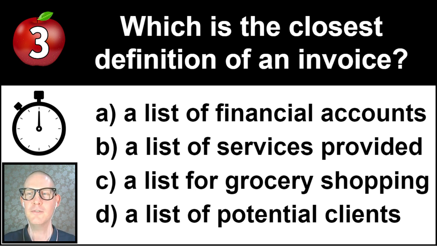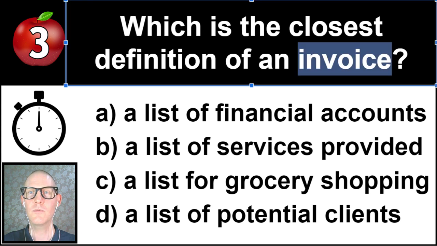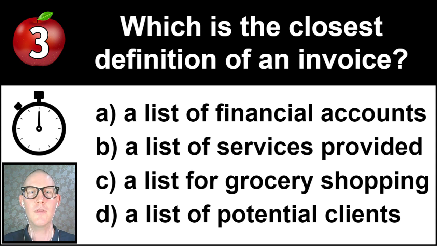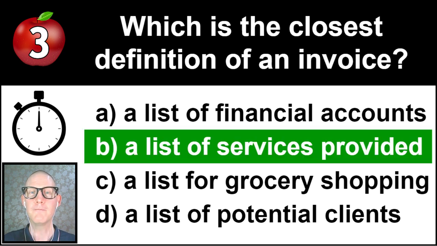Okay. Ooh, we don't have as many quick answers this time. Maybe this is a more difficult question. Well, let's see. So which is the closest definition of an invoice? This is the word. There was one on the table. Do you remember? All right, here we go. The answer is B, a list of services provided.